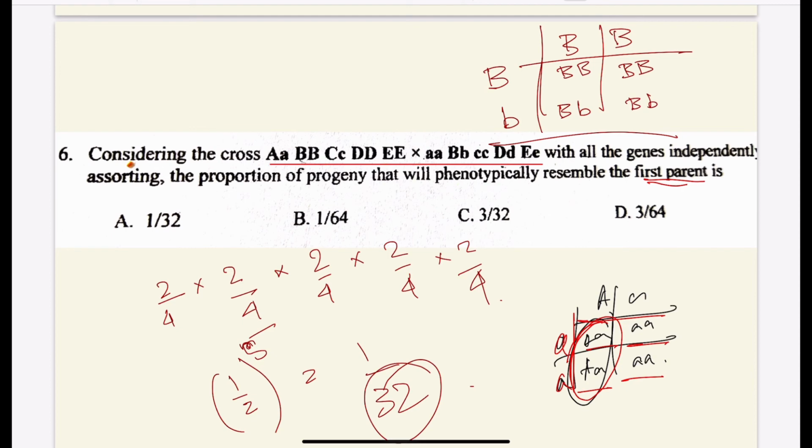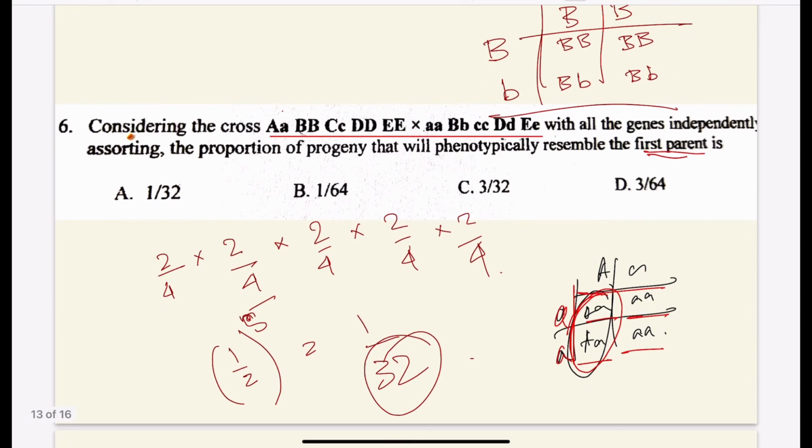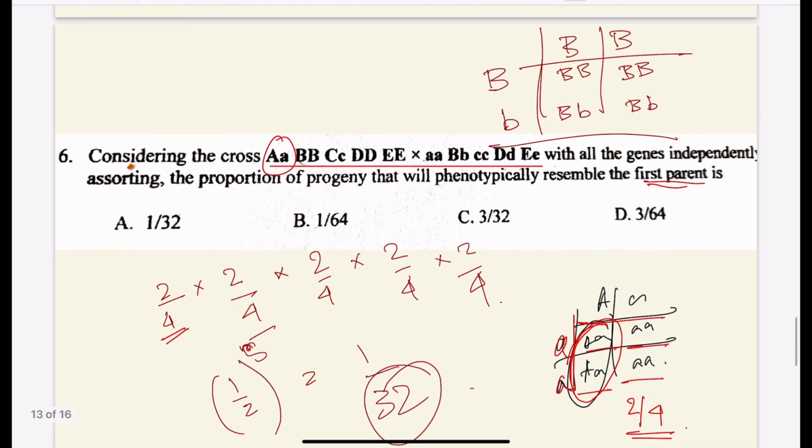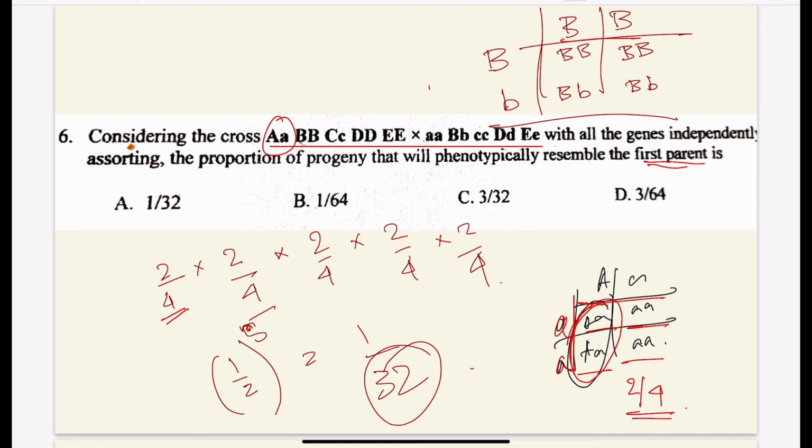So we need a heterozygous because the first parent is heterozygous. So it will be 2 out of 4. For the second one also, we will see a homozygous into heterozygous. Again here 2 will be homozygous and 2 heterozygous. So for getting a homozygous we will get 2 out of 4.